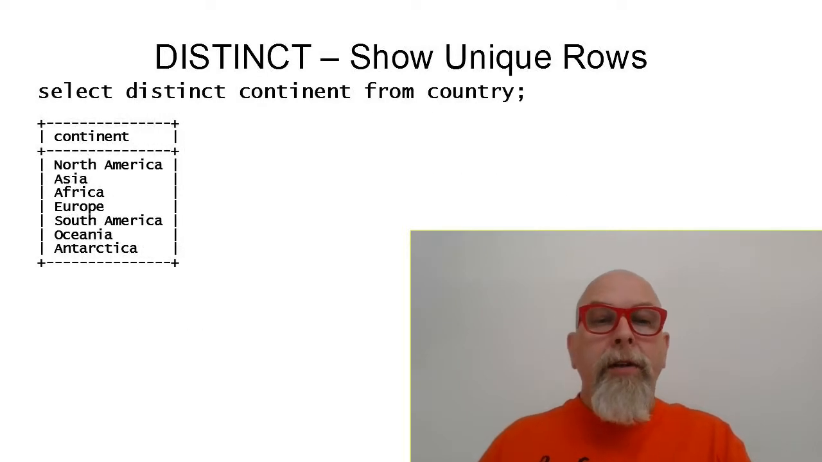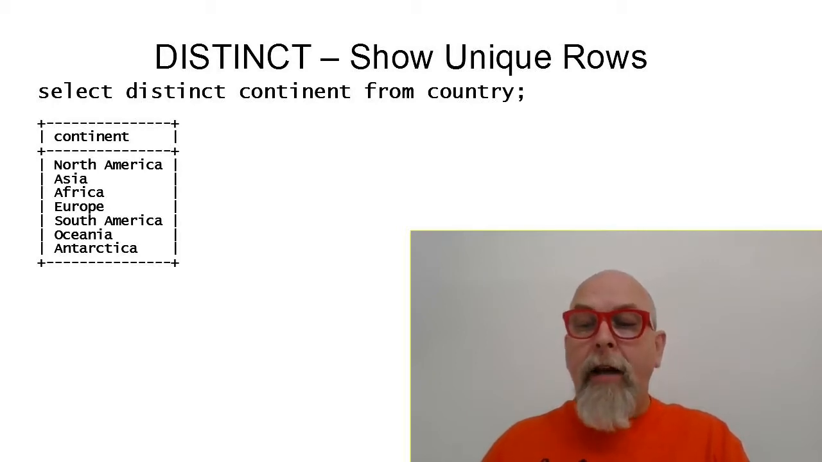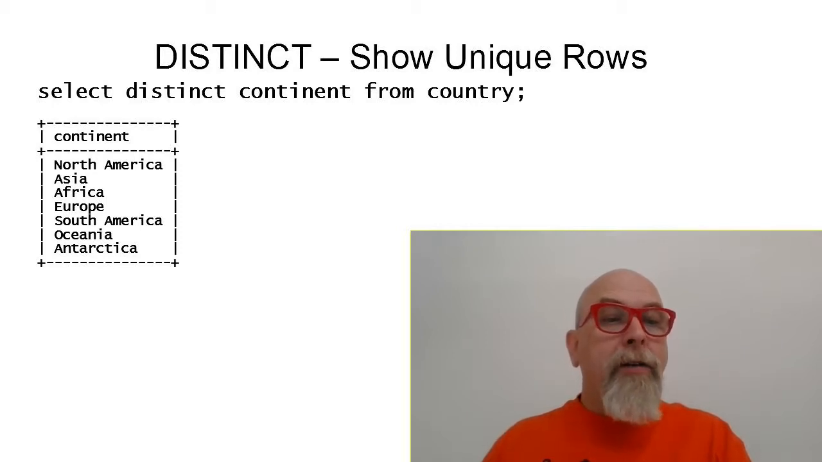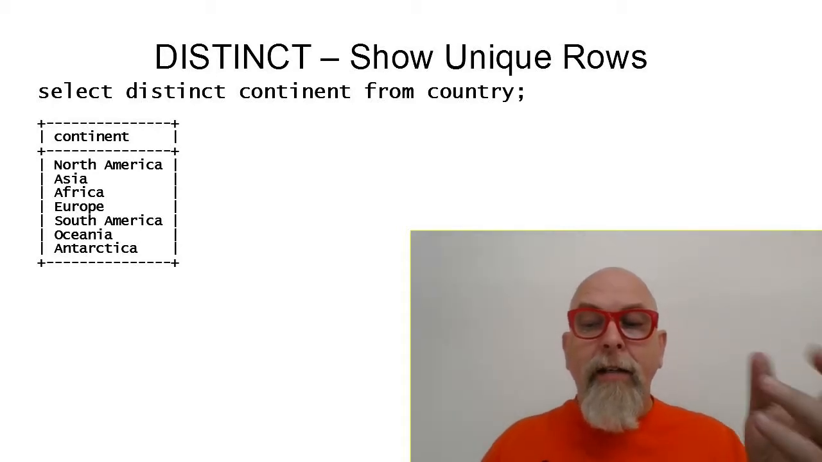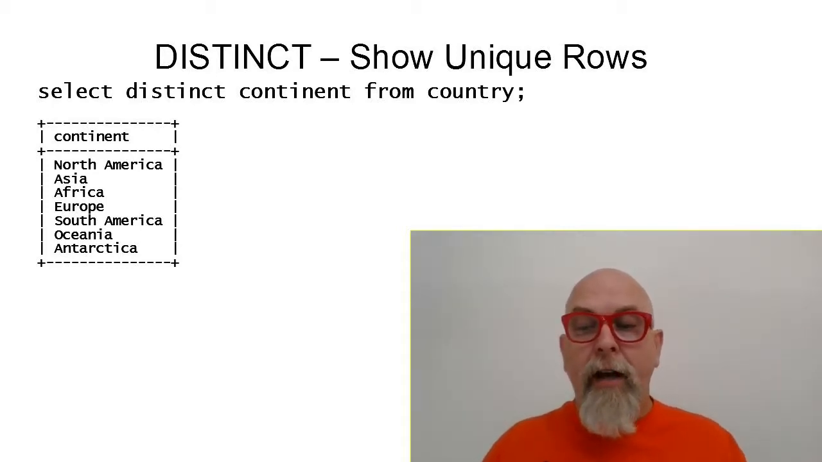We're using the world database that we used in the previous demonstrations, and here I'm selecting the distinct continents from the country table. Remember, the country table has all of the countries in the world, but it's now just showing us what continents exist out of that list, giving us a nice summary of the continents from the country table.